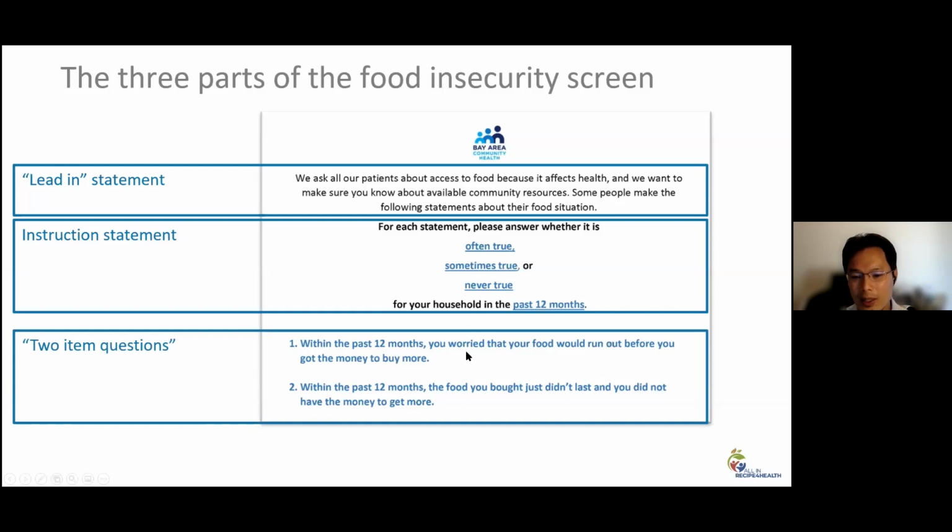What's the distinction? One is worry, you worried. The other is it just didn't last. The food didn't last. You ran out. If you are positive on so often or sometimes, that is a positive. That patient has some challenges with getting food. That's kind of like a positive screen. Questions so far? I'm going to say this again.